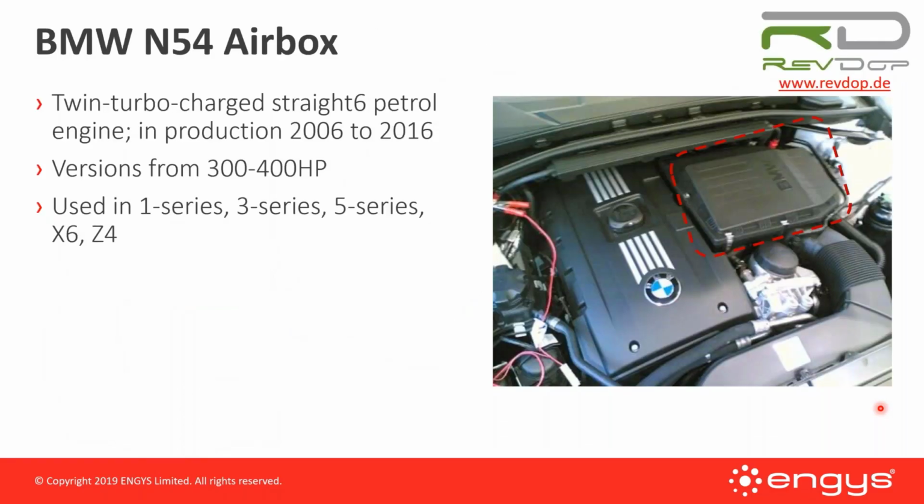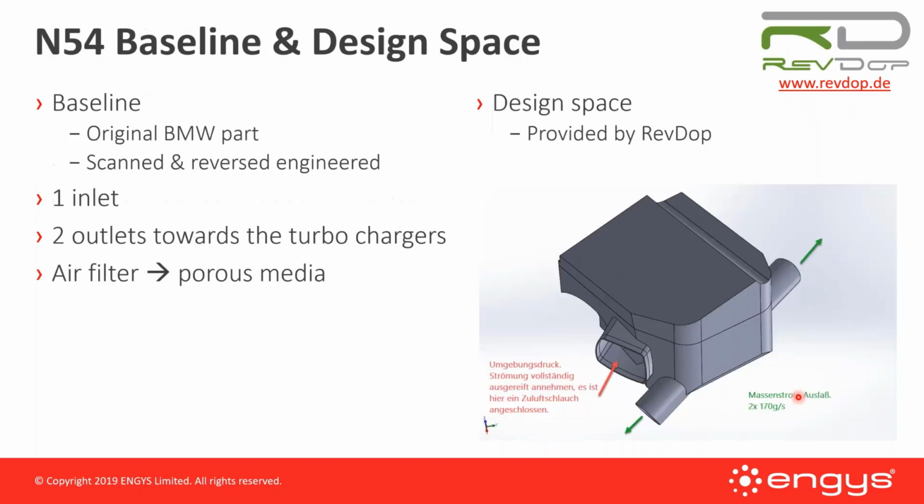Next, let's talk about another practical application. This is a BMW N54 airbox from a company called RevDop. This particular airbox was used in a twin turbocharged straight six petrol engine, which was in production from 2006 to 2016. Used in several BMW Series 1, 3, 5, the X6, and the Z4. So it's a big market of users that could have benefited from an improved product.